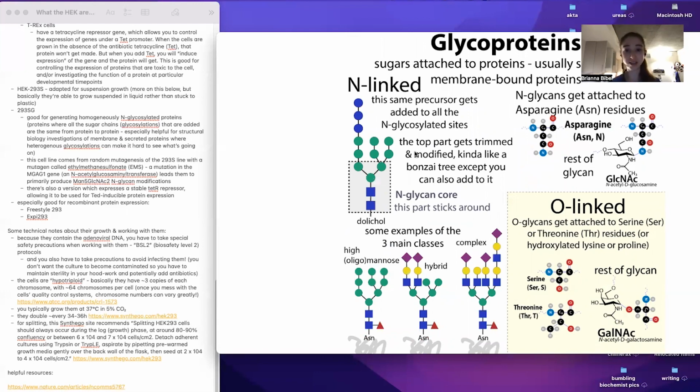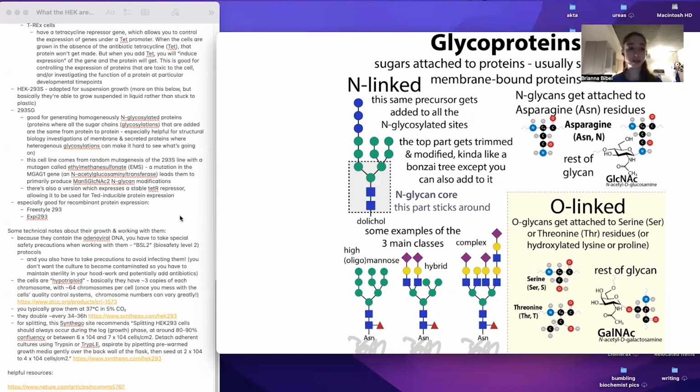N-linked is basically saying that it's getting attached to asparagine residues. That's just what the N stands for. But you can have different branches and all this different stuff. And if you're doing something like structural biology, where you're trying to get a picture of the shape of a protein, if that protein has a bunch of different glycosylations, that can prevent you from getting a clear picture of the protein because it's all going to be different. So you want something that's homogeneous.